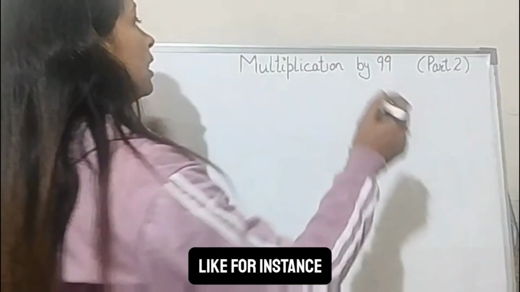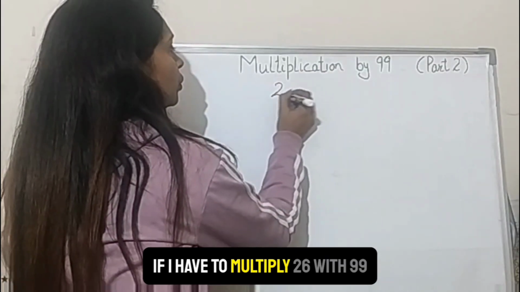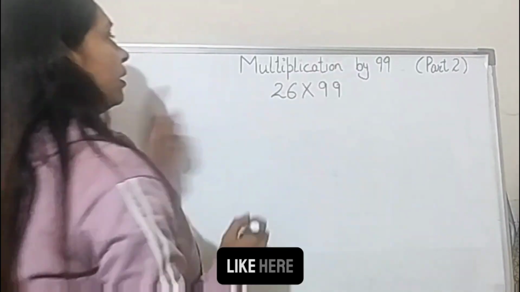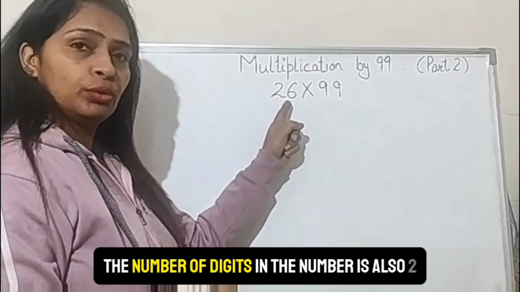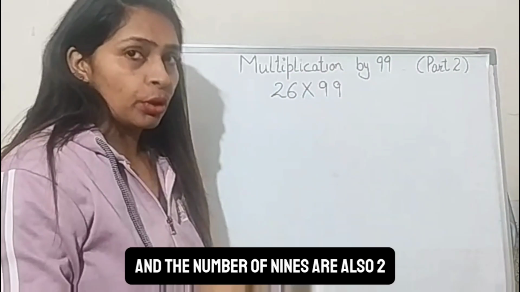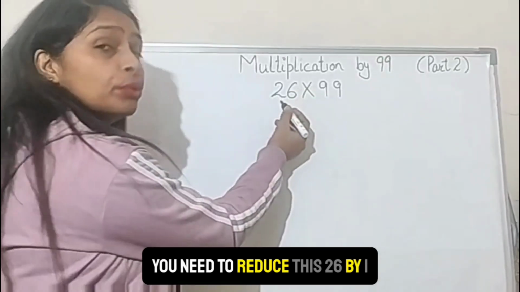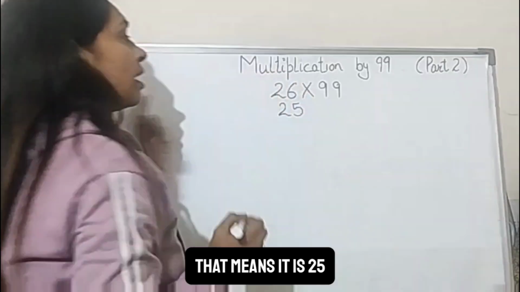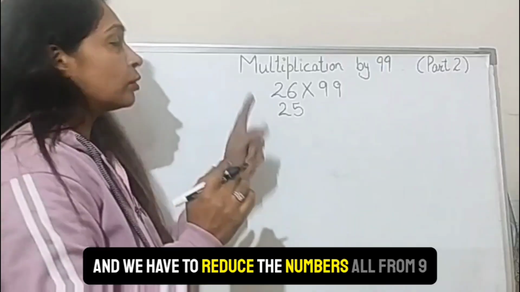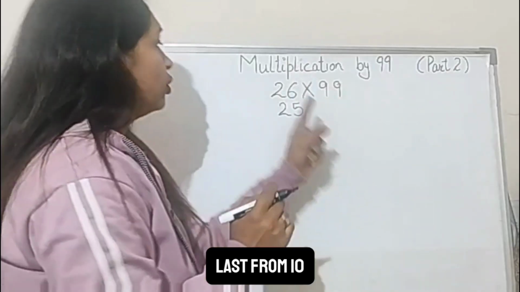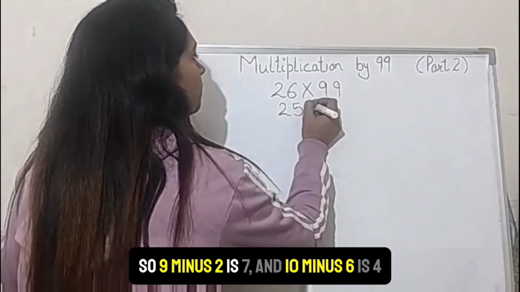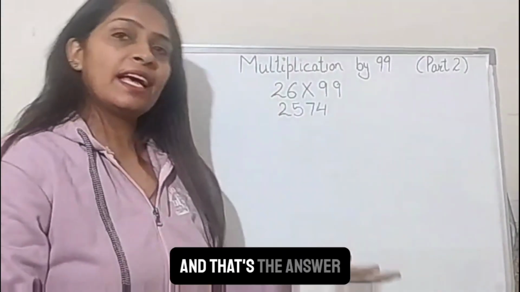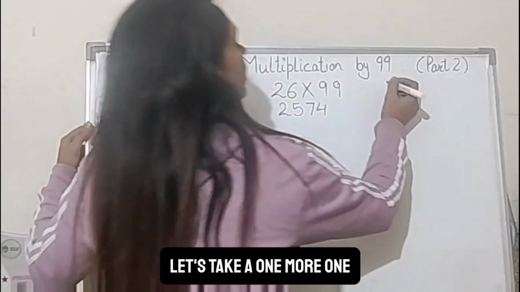Like for instance, if I have to multiply 26 with 99. Here, the number of digits in the number is 2 and the number of nines is also 2. So how did we do that? You need to reduce this 26 by 1. That means it is 25, and we reduce the numbers: all from 9, last from 10. So 9 minus 2 is 7 and 10 minus 6 is 4. And that's the answer.